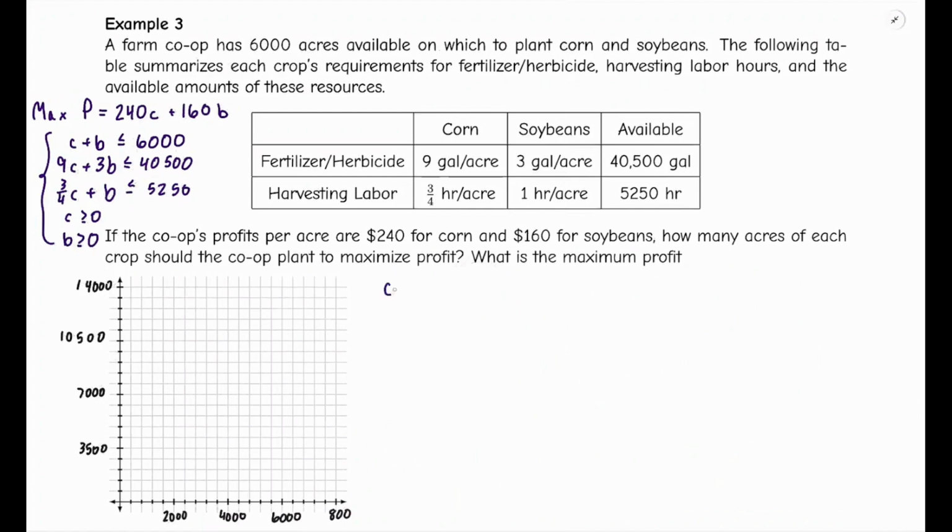The first one is C plus B is equal to 6,000. By cover-up method, I get a C-intercept of 6,000 and a B-intercept of 6,000 as well. So 6,000 and 6,000 is about right there.